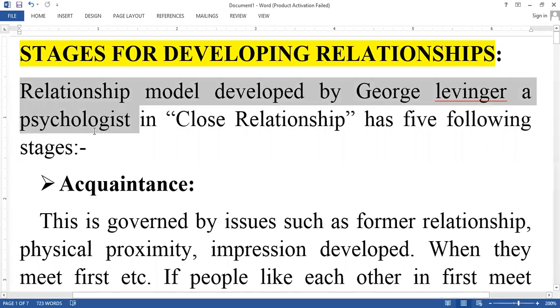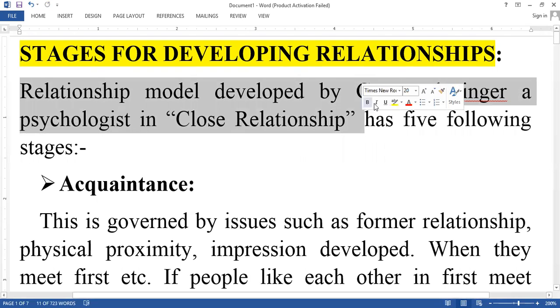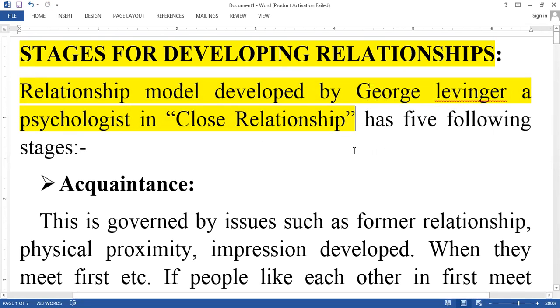The relationship model was developed by George Levinger. Who is this George Levinger? George Levinger is a professor of psychology. He studied the close relationships of each and every person. He is a professor of psychology at the University of Massachusetts in Amherst. He was born in Berlin, so he is a German psychologist. Therefore, he studied each and every psychological variation of the human being and the individual. He tells us the importance of interpersonal relationship.